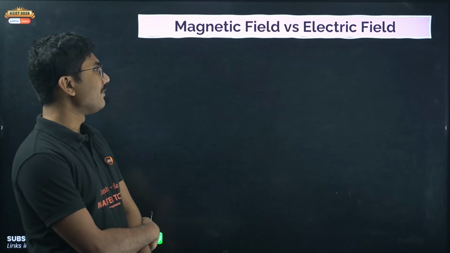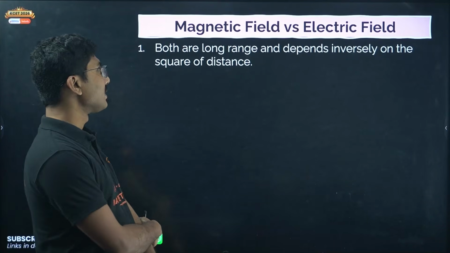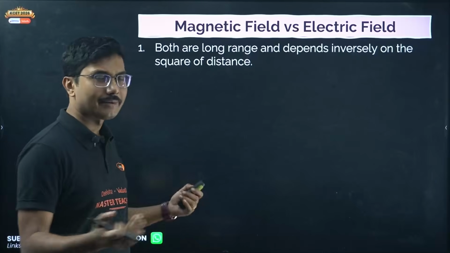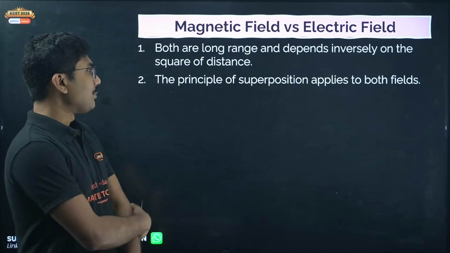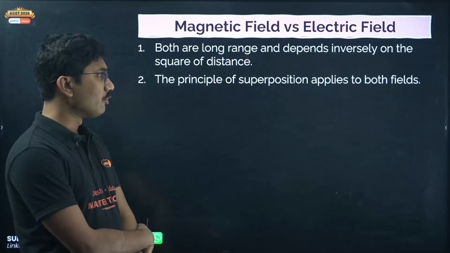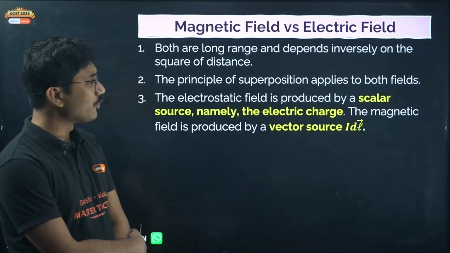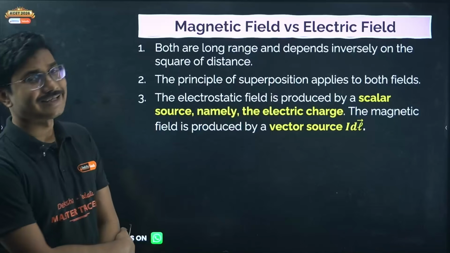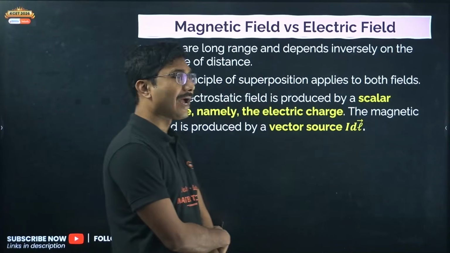Now, magnetic field versus electric field: both are long range and depend inversely on the square of the distance. So obviously there will be a comparison between them. The principle of superposition applies to both of them. The electrostatic field is produced by a scalar source, namely an electric charge. The magnetic field is produced by a vector source called I dl.